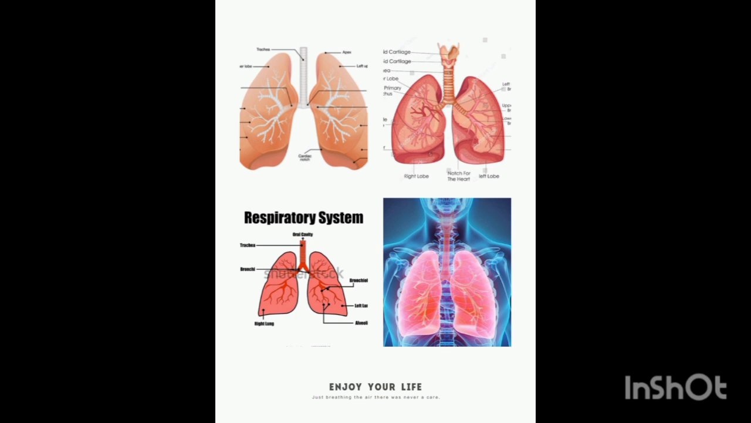Blood supply. The lungs receive deoxygenated blood from the heart via the pulmonary arteries. Oxygen-rich blood returns to the heart via the pulmonary veins.